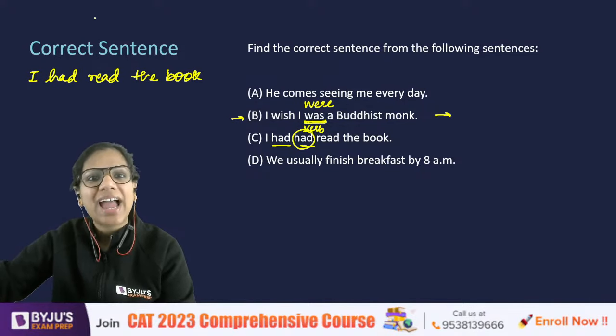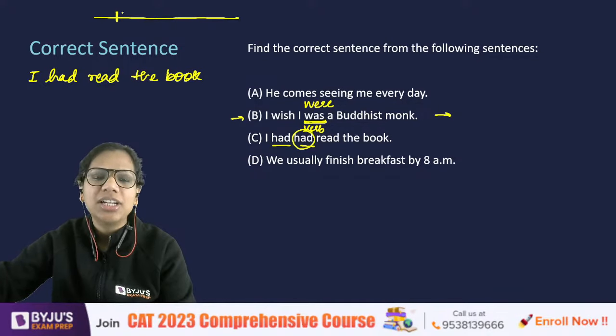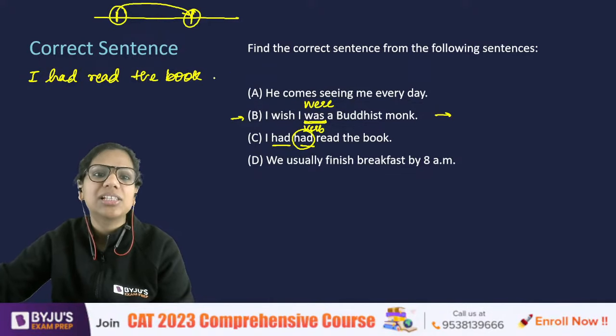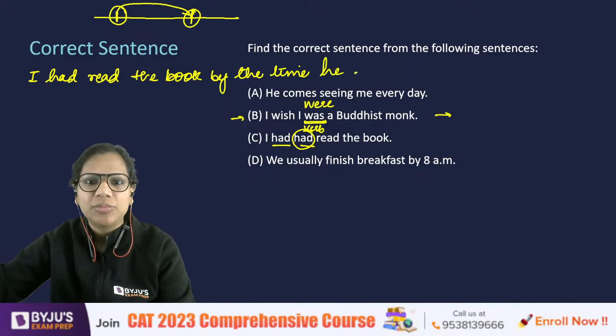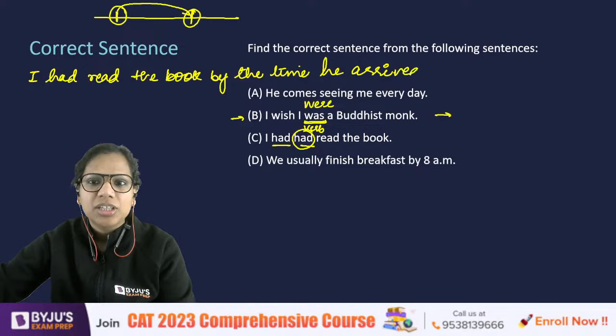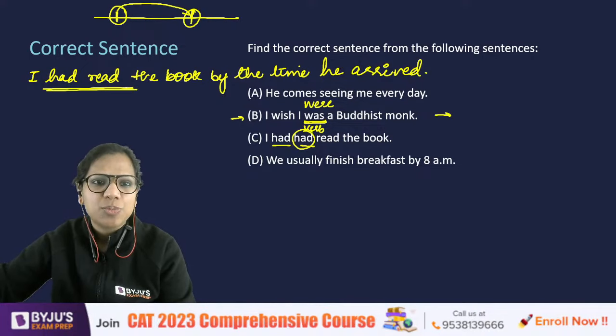So when you say "I had read the book," basically you are trying to say that I finished reading the book. I had finished reading the book by the time something else happened. So by the time he arrived, I had read the book. So you use the past perfect. This is the past perfect tense: had plus the third form of the verb.